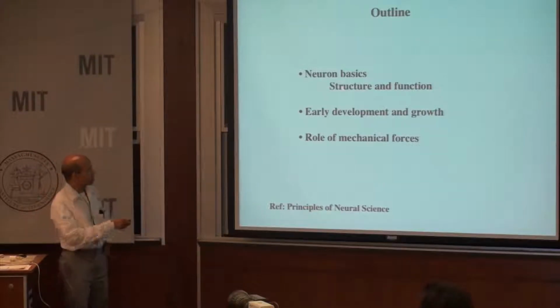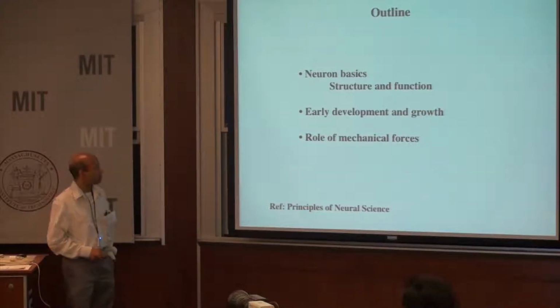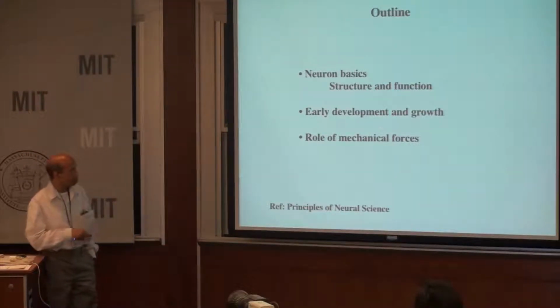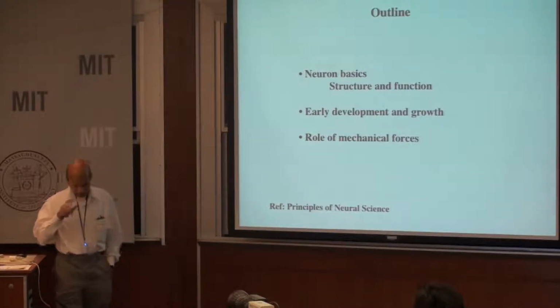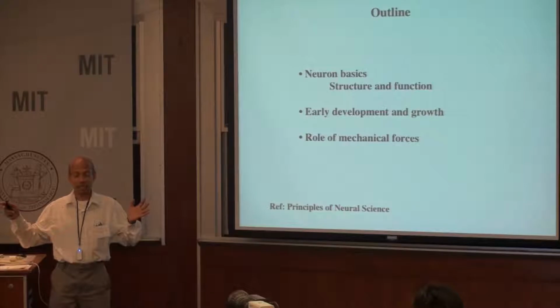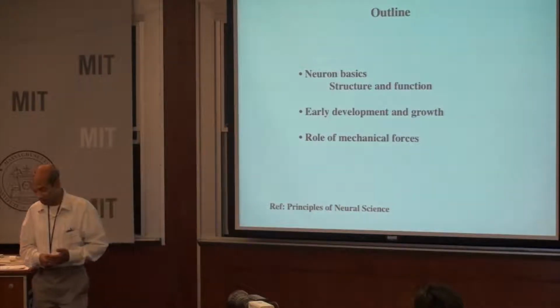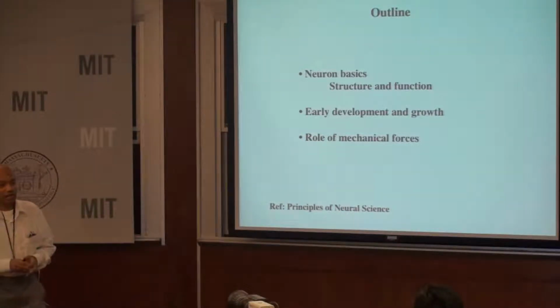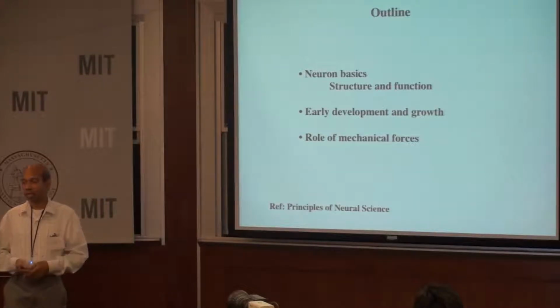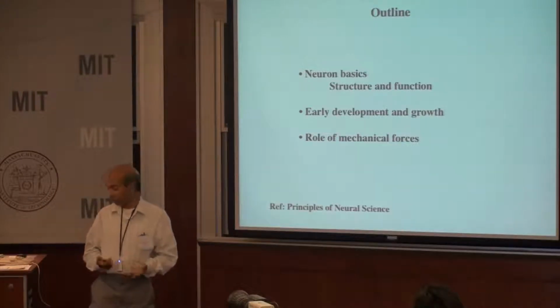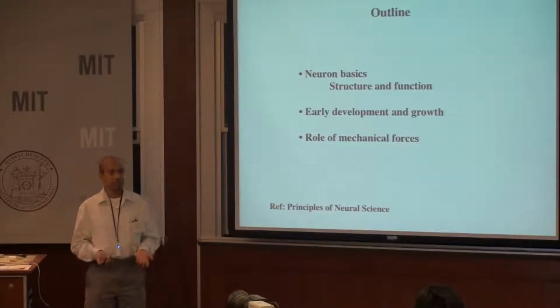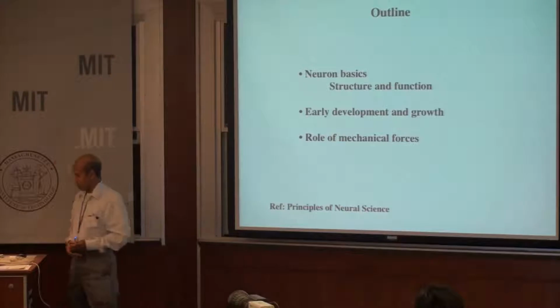So the outline is the basics of neurons, structures and functions, early development and growth, and the role of mechanical forces on neurons. I have lots of slides, I think a couple of hundred of them, so I don't expect to finish. I can finish whenever my time is up. But I want you to participate and ask questions. I may not be able to answer many of your questions, but at least let's have the questions.